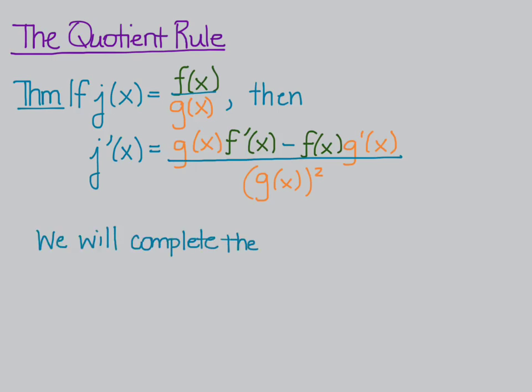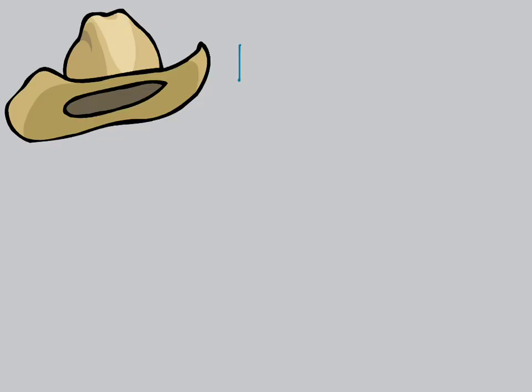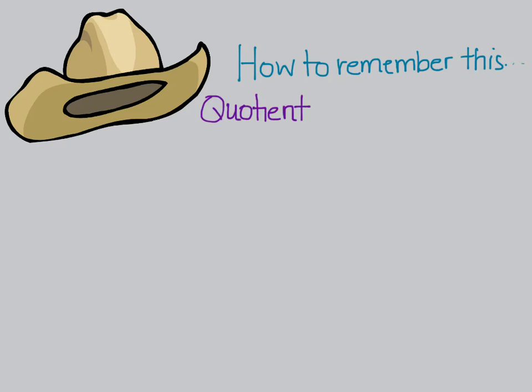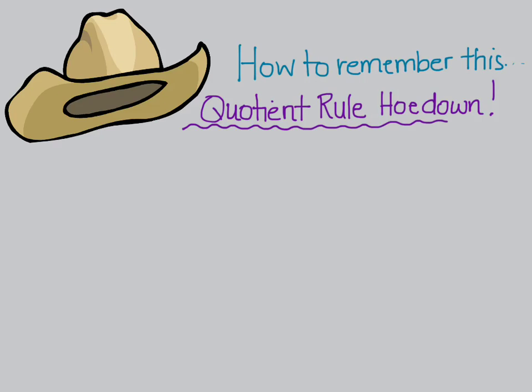This is a little bit hard to memorize, so we'll talk about some ways to remember it in this video, and we'll prove it in class. So how do we remember this complicated rule? Well, we have something called the quotient rule hoedown.